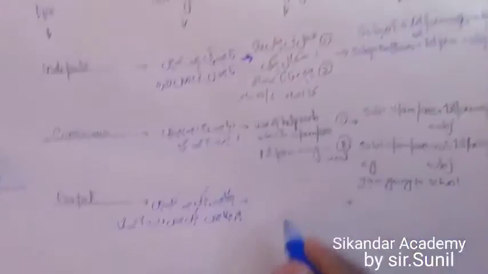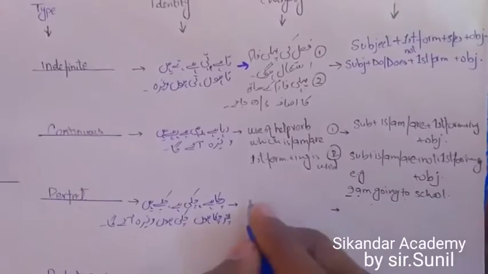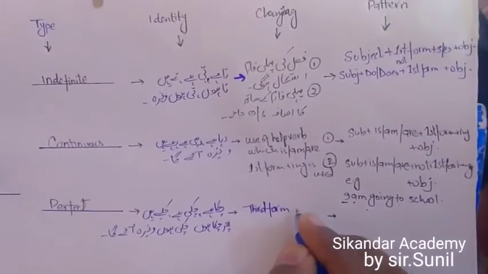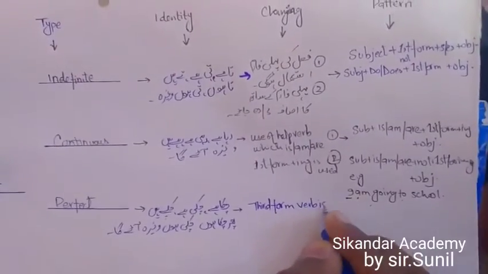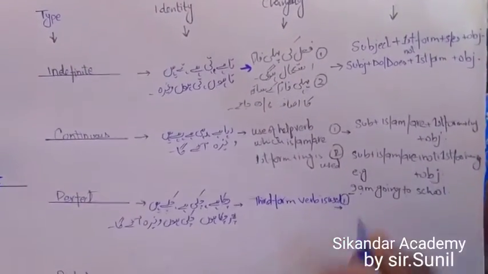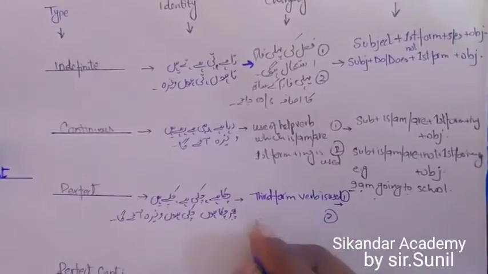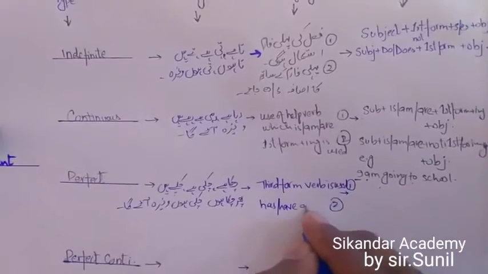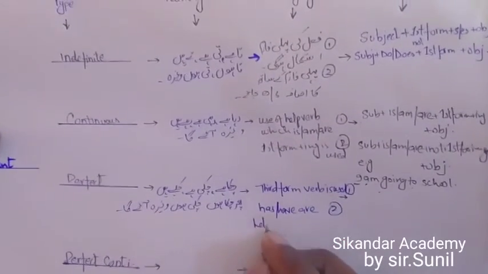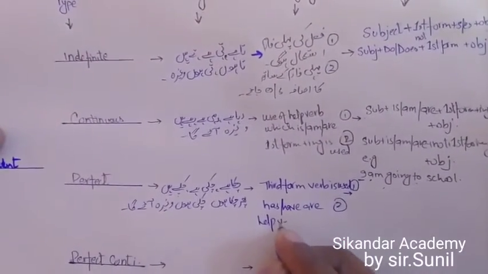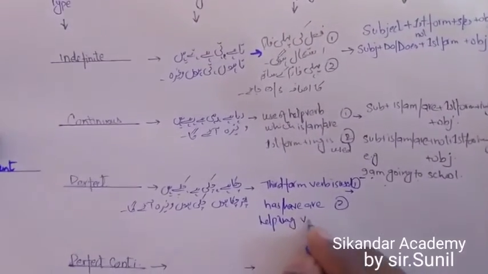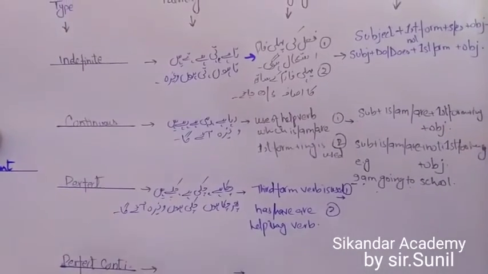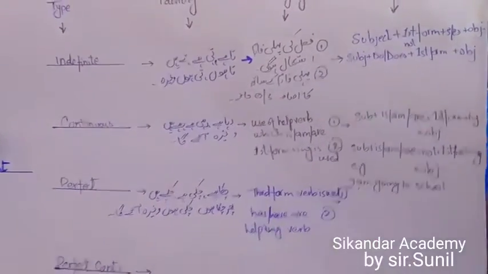The word आएगा. Now the changing will be that the third form of verb is used. This is the first rule, and the second rule is that has and have are used as helping verbs. The other word used for the helping verb is auxiliary verbs.